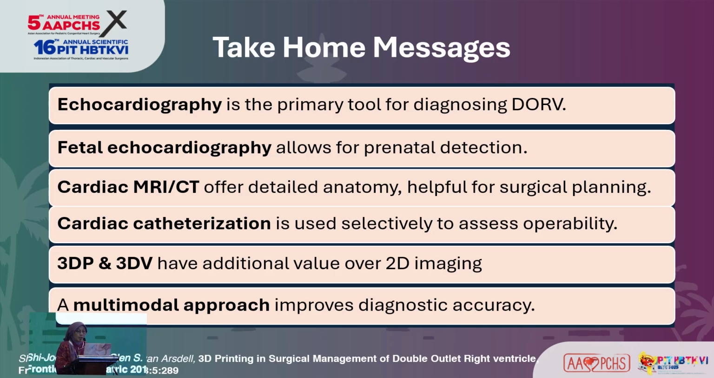So as a take-home message, echocardiography is the primary tool for diagnosis of double outlet right ventricle. Transthoracic 3D echocardiography has superiority to assess VSD and obstruction. Fetal echocardiography plays a crucial role in prenatal diagnosis, and cardiac MRI and cardiac CT offer detailed anatomy helpful for surgical planning, while cardiac catheterization is used selectively to evaluate hemodynamics and assess operability.